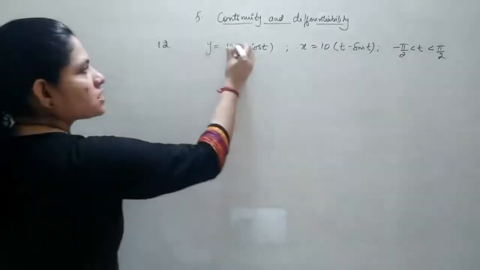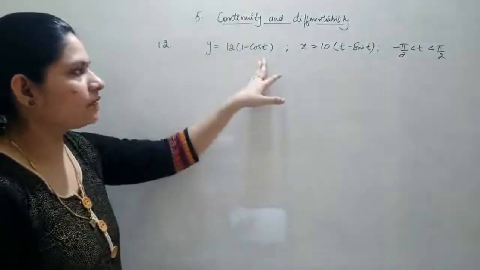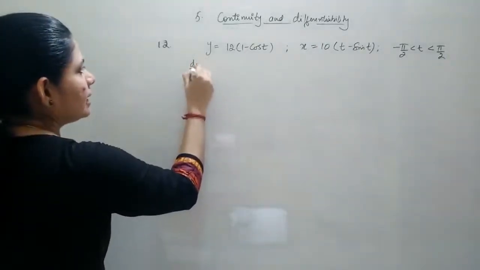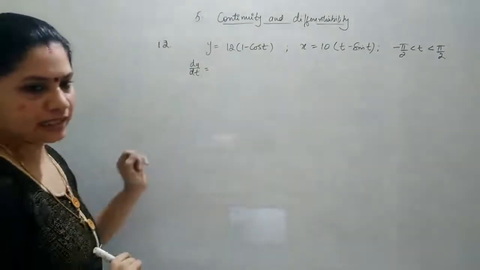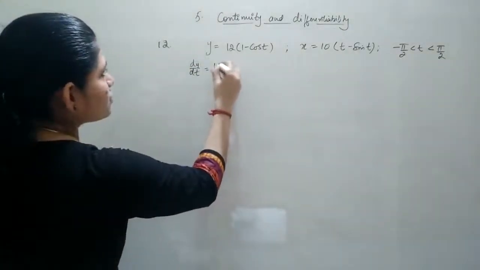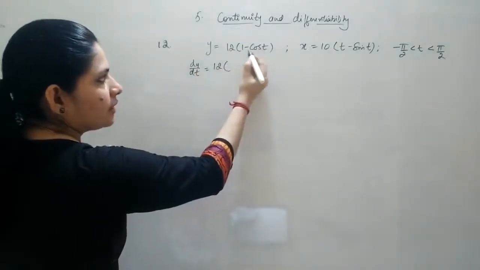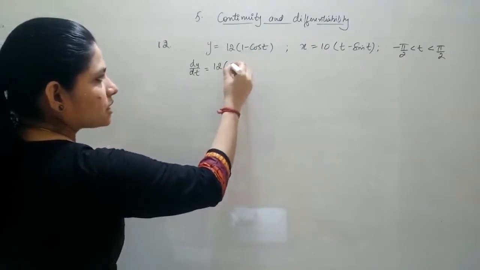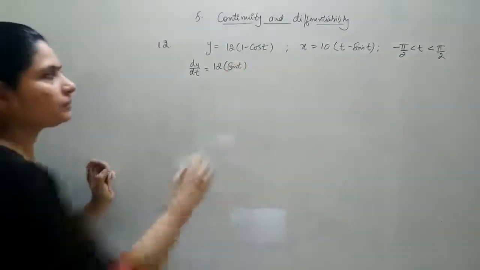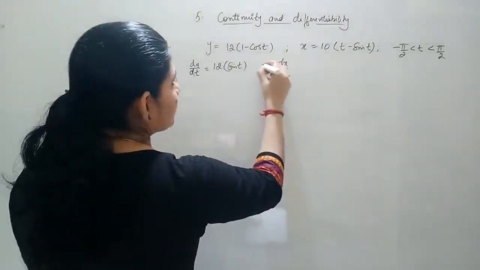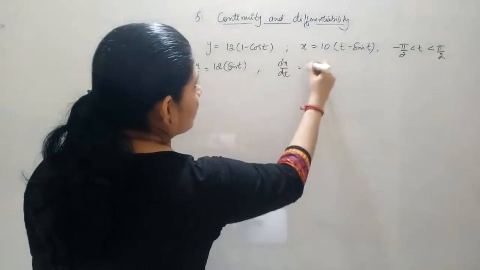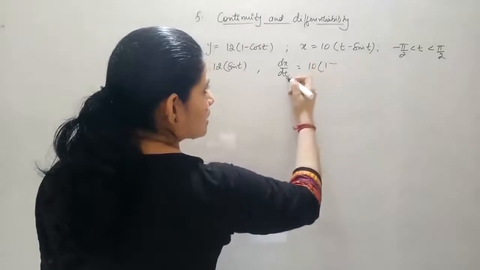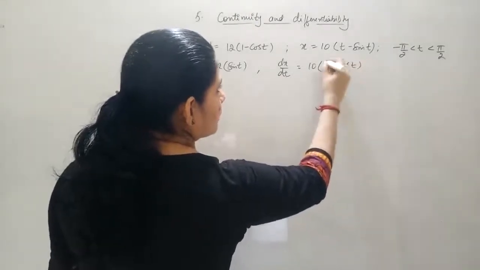Now what we need to do, this is in parametric form. That means y is depending on another variable, which is t, and x is also depending on t. So you have to find out what is dy by dt and dx by dt. So dy by dt will give you 12 into, with respect to t you are differentiating 1, it will give you 0, 0 minus derivative of cos t will give you minus sin t. So it is sin t, right? Now what is dx by dt? 10 into derivative of t with respect to t will give you 1 minus derivative of sin t with respect to t will give you cos t.